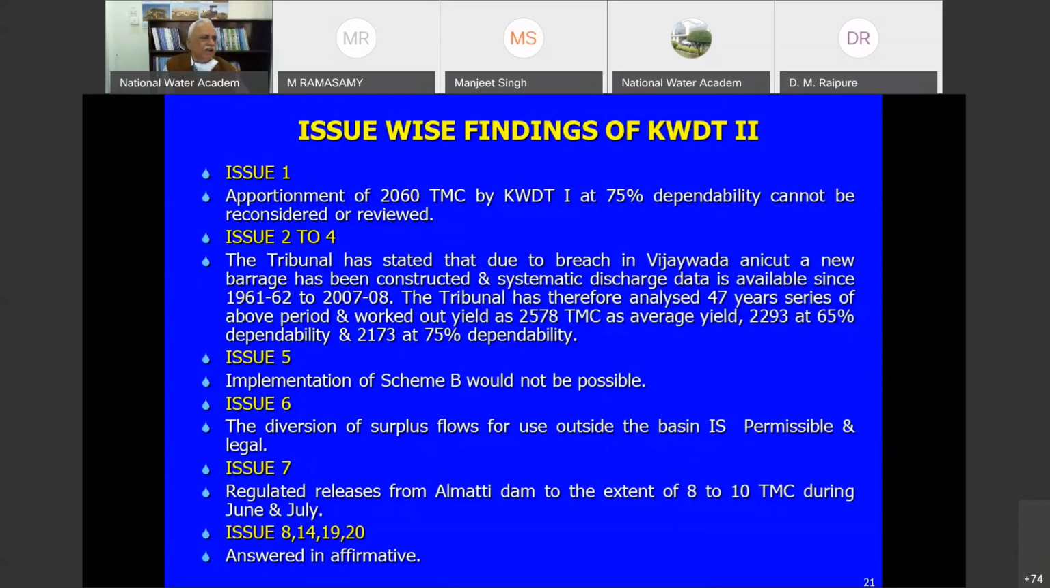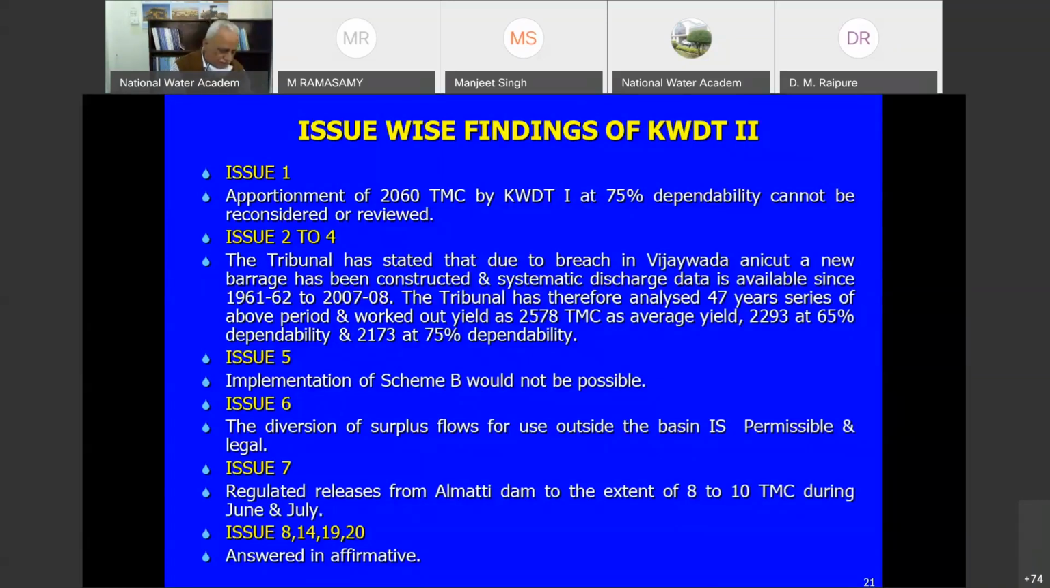of the 1956 Interstate Water Dispute Act. So it was decided that the 75% dependable water allocated by the tribunal cannot be reconsidered or reviewed. Now, the question of the tribunal is, then what is to be done now? In this context, issues number 2 to 4, which I have clubbed, have been deliberated by the three party states.